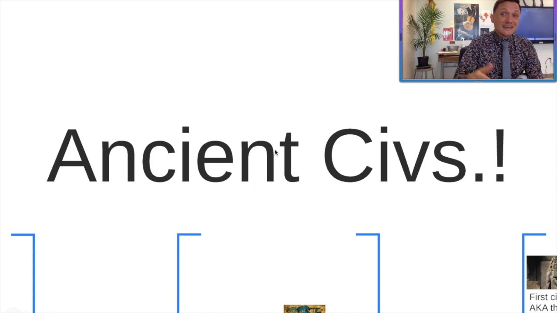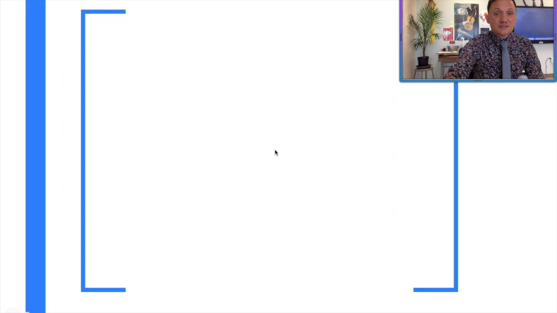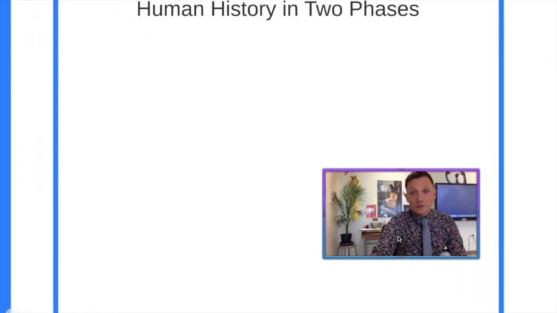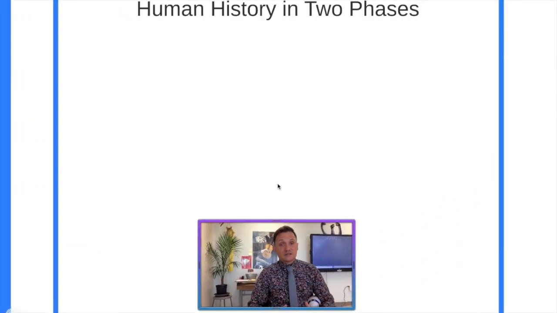So let's go ahead and get started. Before we can talk about Western civilizations, which we'll get into more tomorrow, we have to talk about some of our ancient civilizations. When we're dividing up history in ancient civilization periods outside of Western civilizations, we have to divide history into two phases.